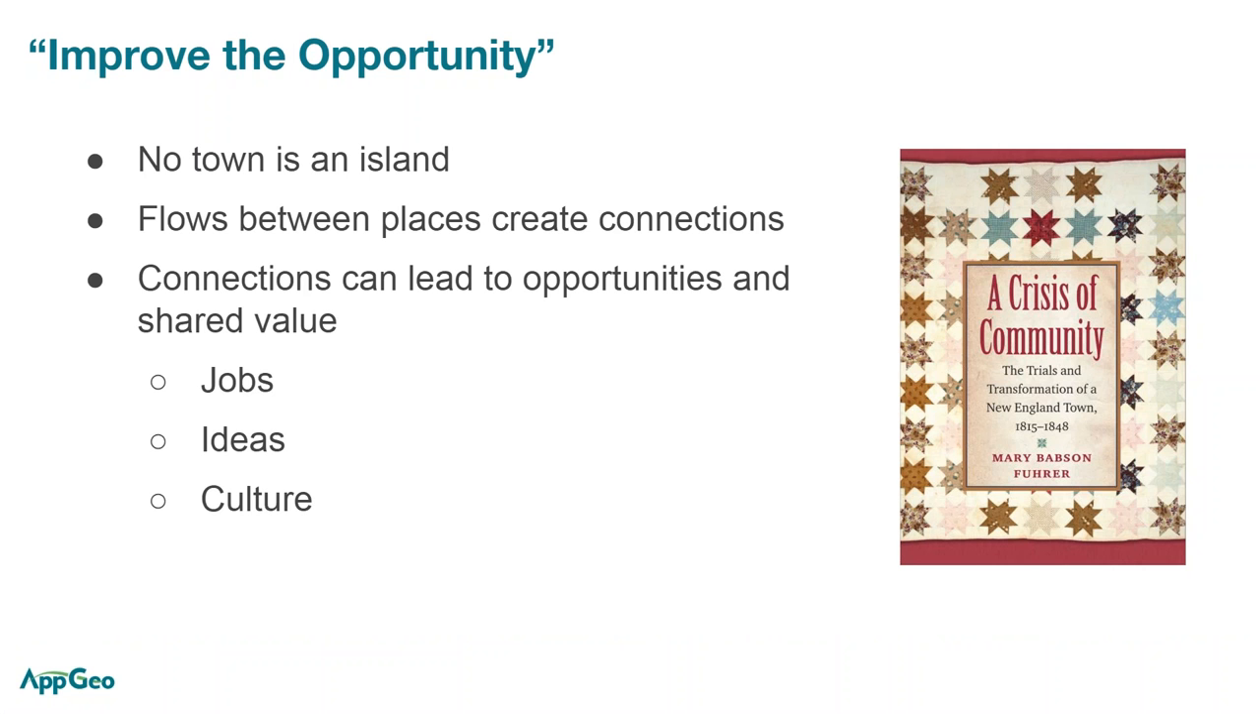The basic premise of today's workshop on regional connections is that connections provide opportunities. The period from 1815 to 1848 was a time of transformation in small town New England, as examined in Mary Farrer's recent book, published in 2016, A Crisis of Community, about Boylston, Massachusetts. This book covered both the internal and external influences on change and the actions and motivations of individuals to improve the opportunity presented to them.